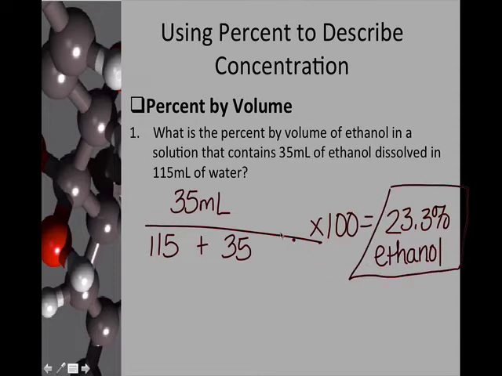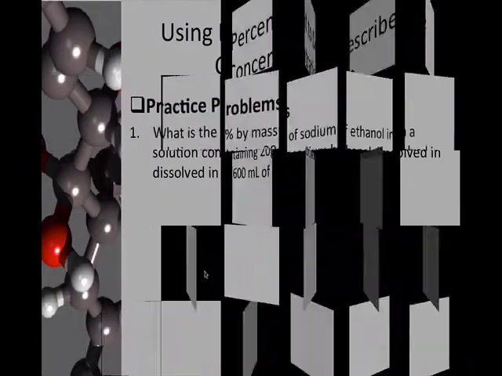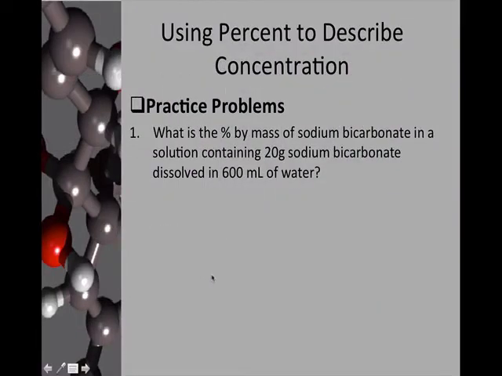So you're going to notice that the solute is always on top, and either the solution or the solvent is always on the bottom in these types of problems. We have some practice problems that we're going to go through, and there are 4 of them. The first practice problem says, what is the percent by mass of sodium bicarbonate in a solution containing 20 grams of sodium bicarbonate dissolved in 600 milliliters of water?